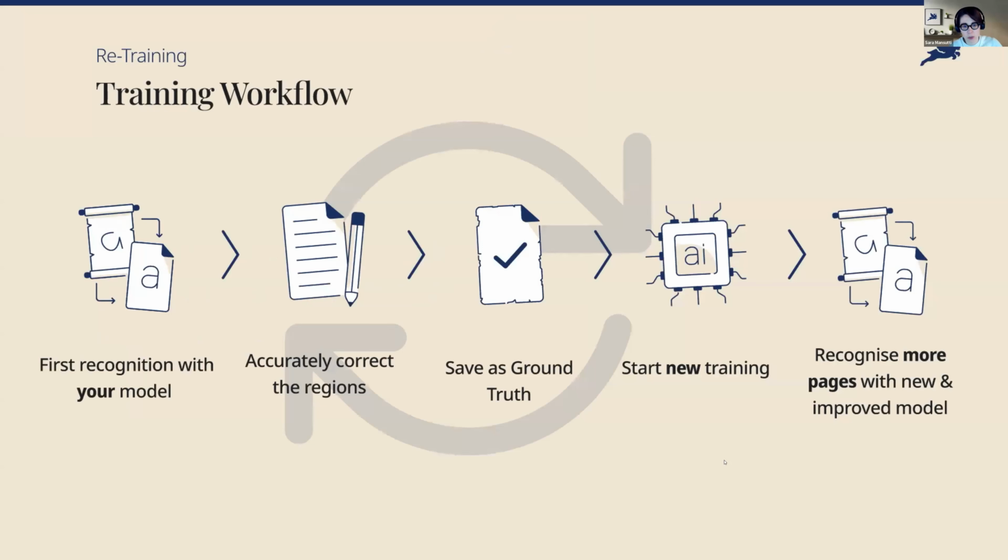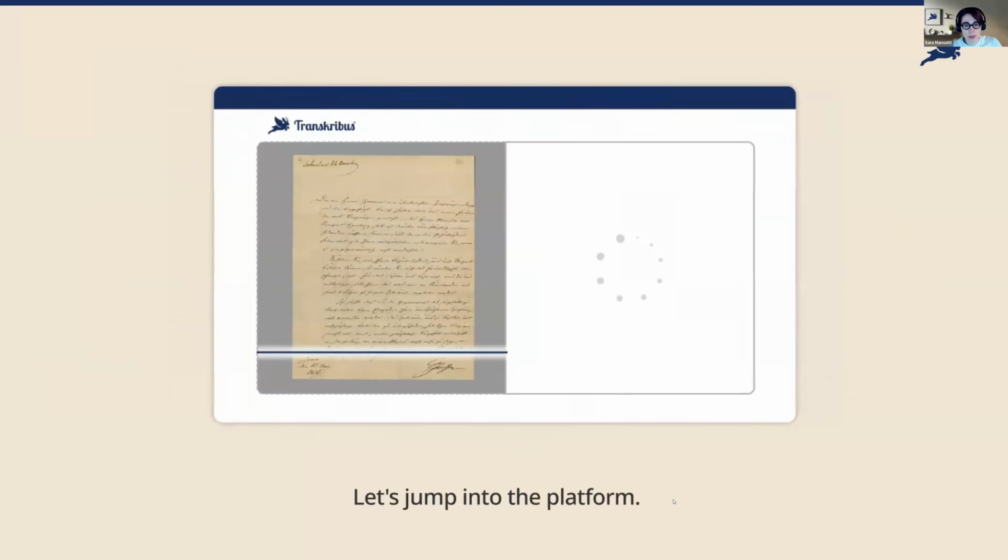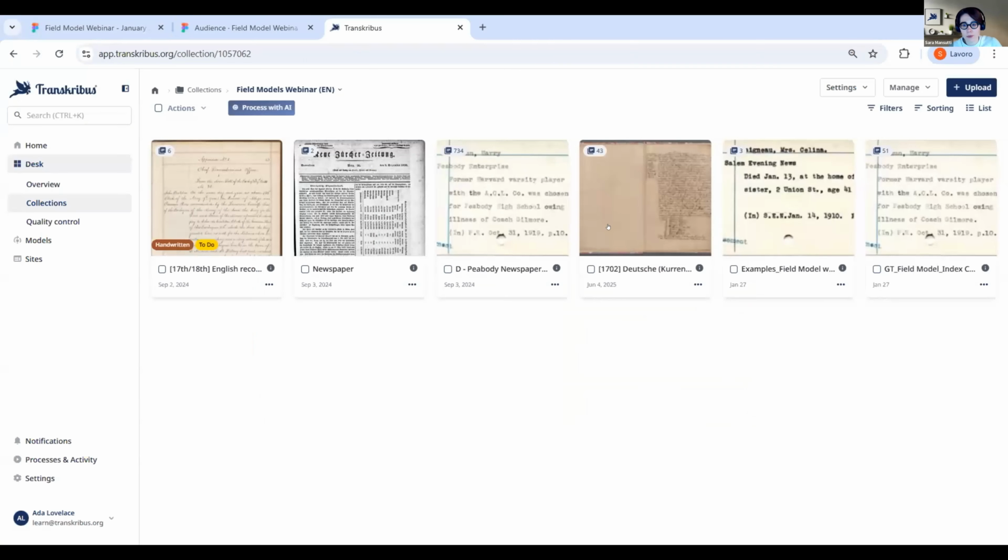As I said, it's always possible to train multiple versions of your model, and when you have the first version, you can use it to speed up the creation of more ground truth pages, because if you have a model to start from, you can recognize new pages and just correct the regions instead of drawing everything by hand. And in the end, you can train a new model with the old ground truth and the new ground truth pages. And now let's look at how it looks in the platform.